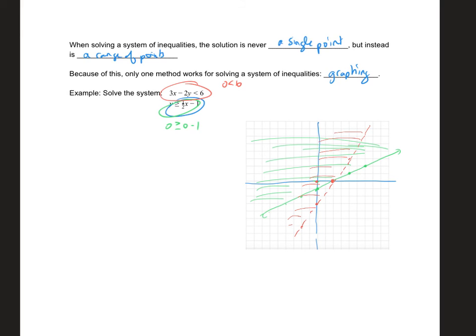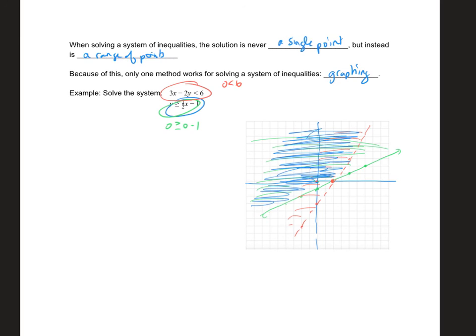Now, the solution to this system of inequalities is where those two shadings overlap. So at the end, I would want to go back and emphasize that area where they overlap, just so I know that you know that that's the answer. So the process for solving a system of inequalities is to graph one, graph the other, mark the overlap, and that overlap is the answer.